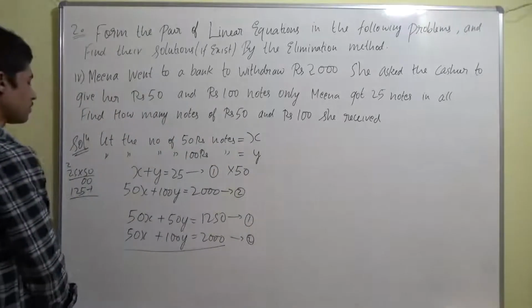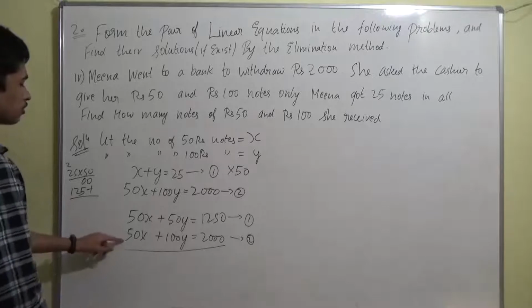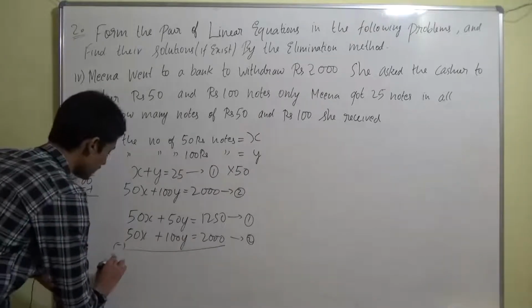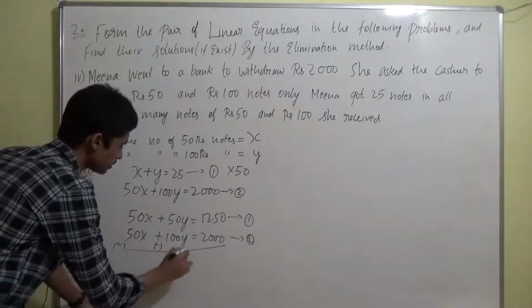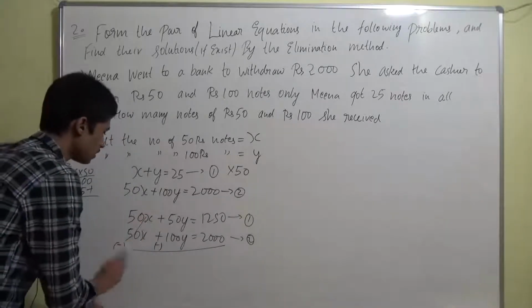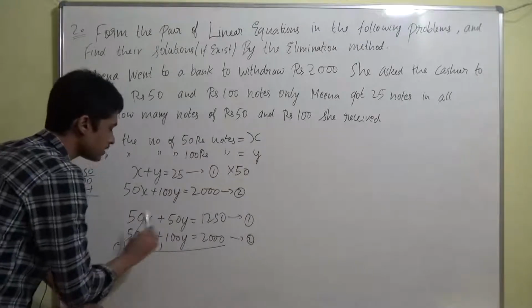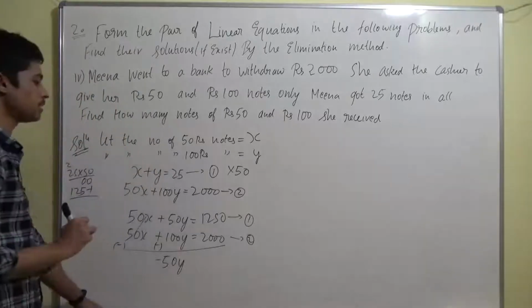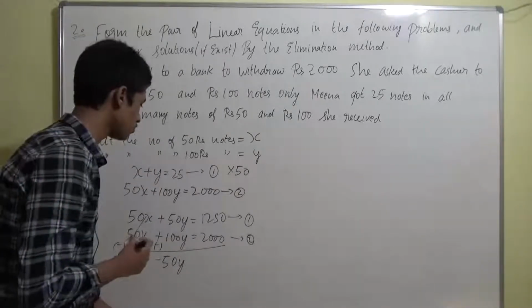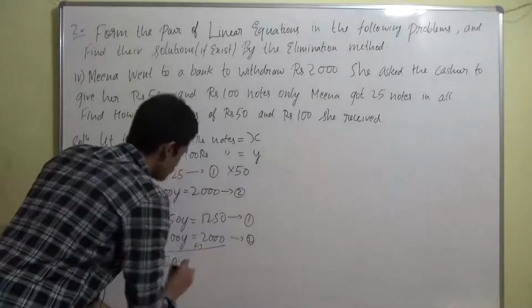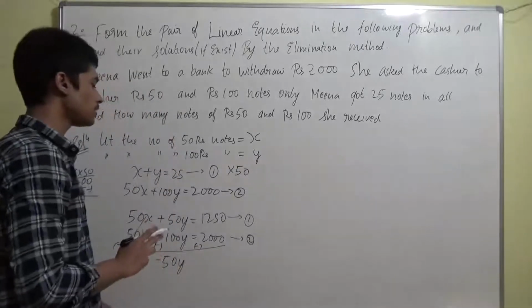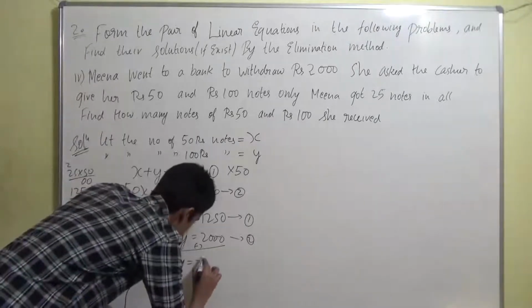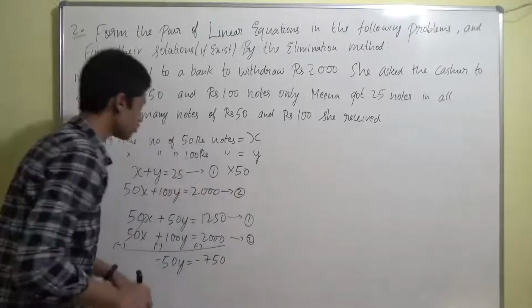Now what we'll do, we will cancel these two. To cancel these two we have to subtract it. So 50x minus 50x is going to give us 0. So let's subtract it now, minus, and let this plus become equal to minus. 50x minus 50x equal to 0. 50y minus 100y equal to minus 50y, correct? Plus 50y minus 100y will become equal to minus 50y, and here it's going to become equal to 1250, that is 1250 minus 2000 will become equal to minus 750. Now we have to find the value of y.